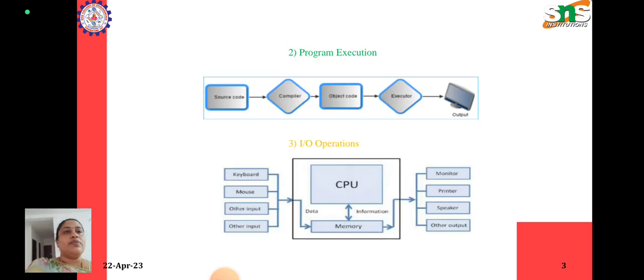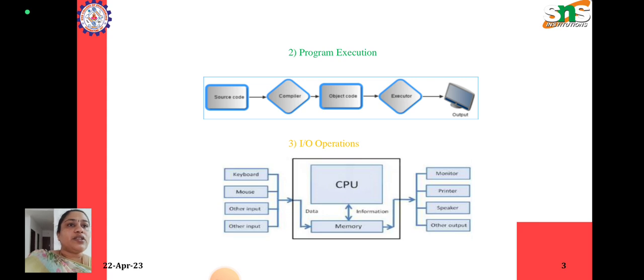The next service provided by the operating system is program execution. We know what programs and software are. The operating system must provide for the execution of the programs. That means we should be able to run or execute our programs and software. The system must be able to load the program into memory, and it should be able to run that program. This is another important service that should be provided by the operating system.